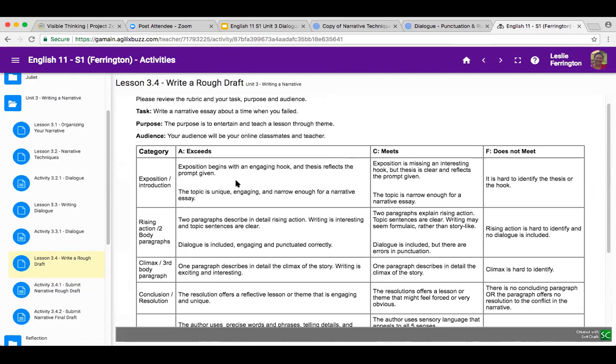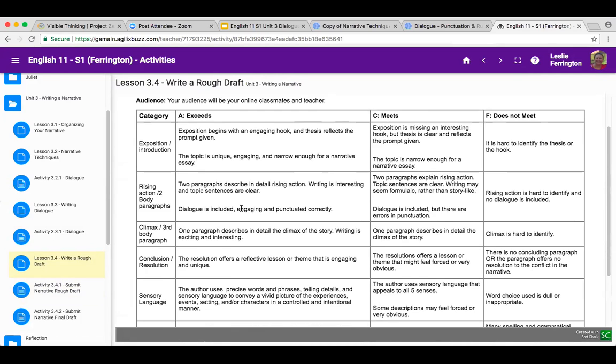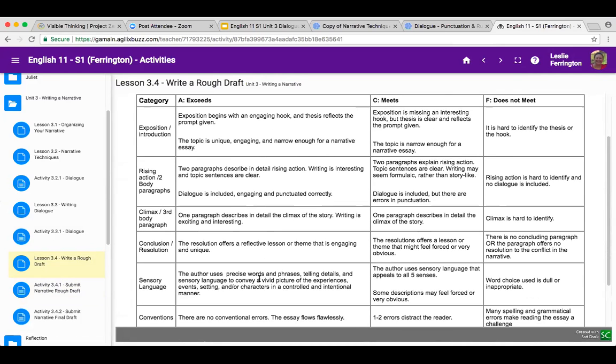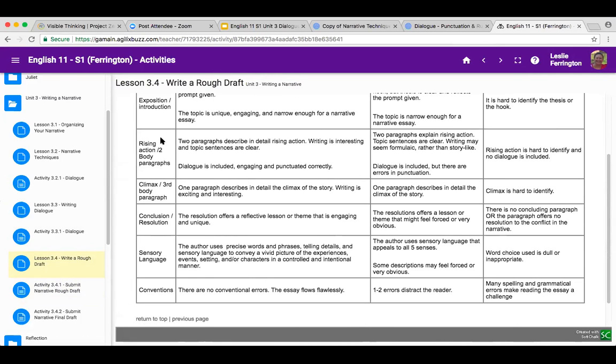It shows you the purpose is to entertain and teach a lesson. The audience is your online classmates and teacher. And then it gives you the specifics about what each paragraph needs to look like. It also shows you that you're being graded on sensory language and conventions. Sensory language is that descriptive language, the 5 senses, and conventions are: did you check for punctuation? Did you make sure you use capital letters? Did you do your quotes correctly? Things like that.